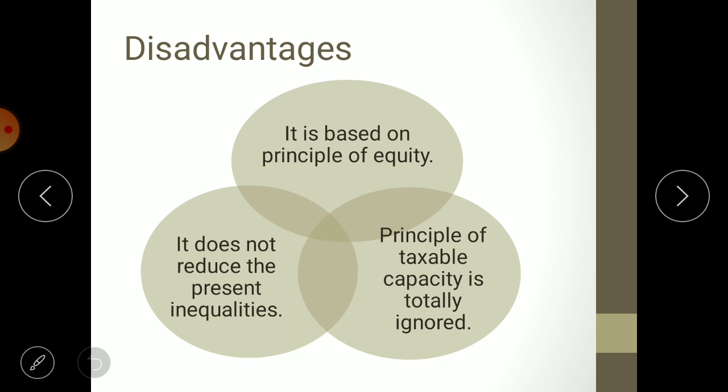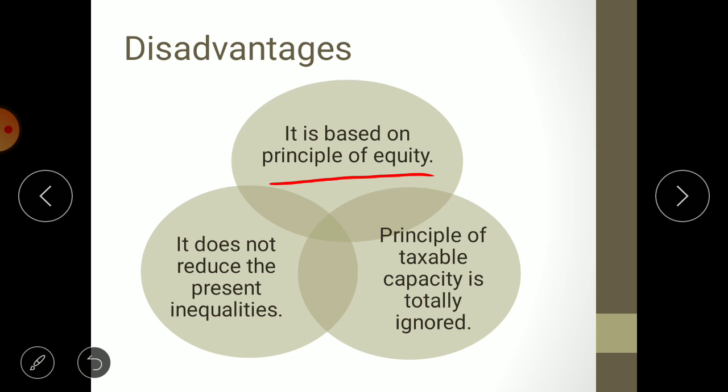First one, it is based on principle of equity. See, principle of equity is a canon of tax. What is canon? Canon means rules. The economist Adam Smith has given rules for taxation, that is, how a tax system should be framed. According to his principle, one of the principles is the principle of equity. What does this principle say? According to the principle of equity, tax should be charged on the basis of ability to pay. Rich should pay more and poor should pay less.